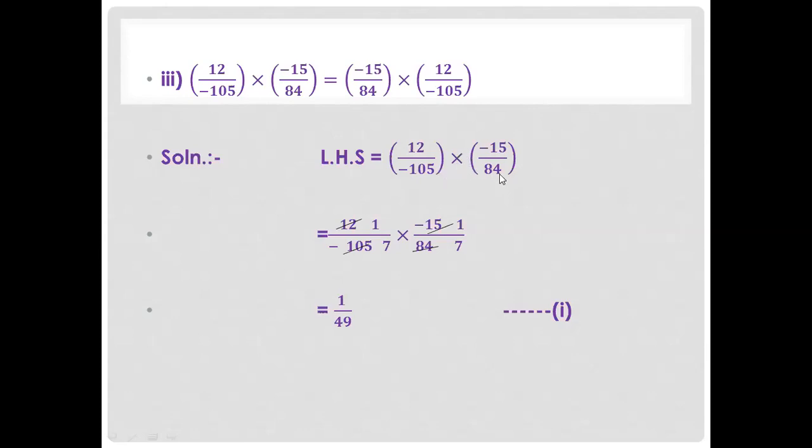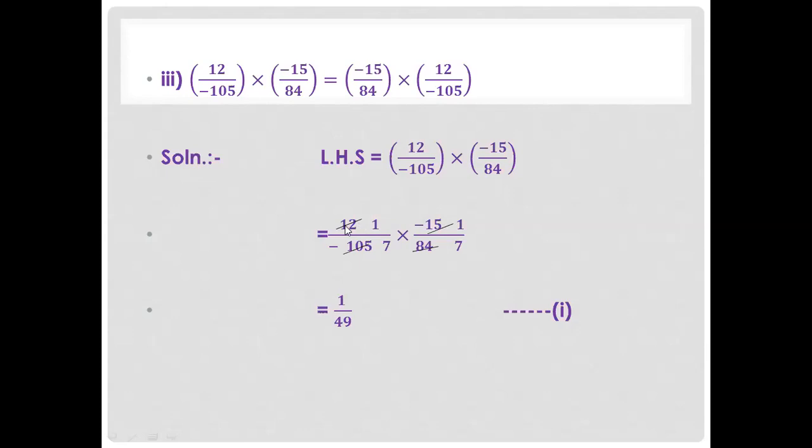You only make the denominator the same if you are adding or subtracting fractional values, if there is a plus or minus sign. If it is multiplication or division, you will not make the denominator the same, you just simplify by cancelling them with the same table. Now 12 over minus 105 multiplied by minus 15 over 84. So this 15 you can't cancel with 12. A numerator can't cancel with a numerator. The numerator you will cancel with the denominator, and the denominator will cancel with the numerator.